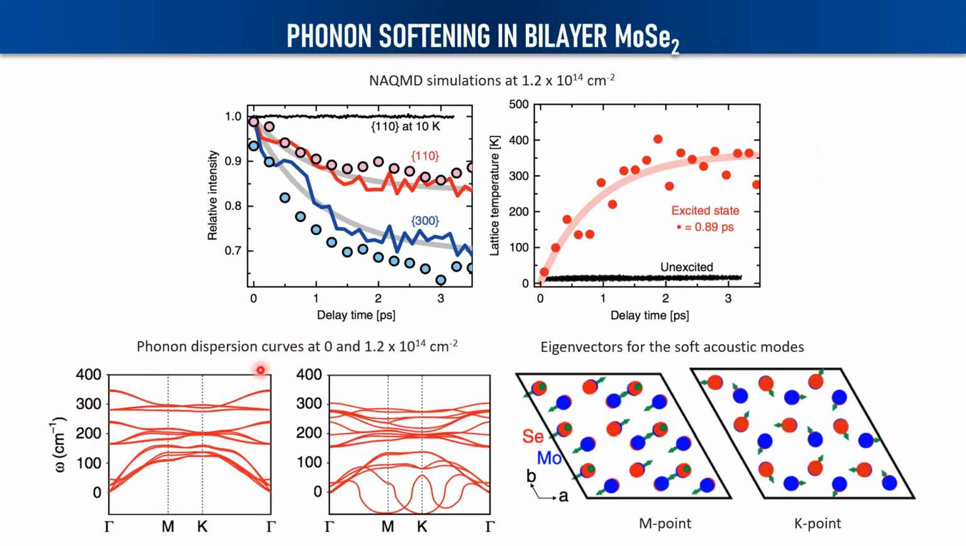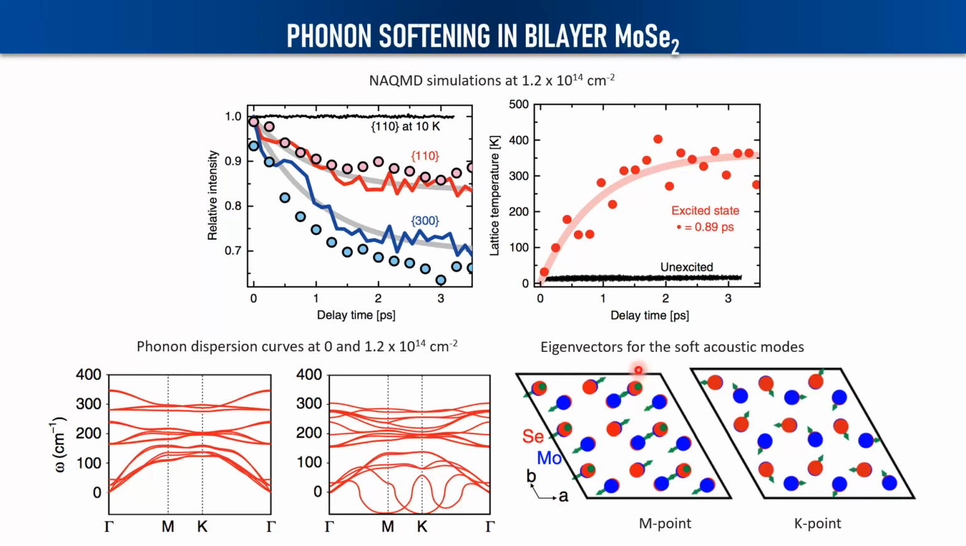And this is basically at zero carrier density, and this is at the highest carrier density, which corresponds to the highest fluence with which we have excited the sample. And we can clearly see that there is a softening of certain modes here. Certain phonon modes are getting softened.